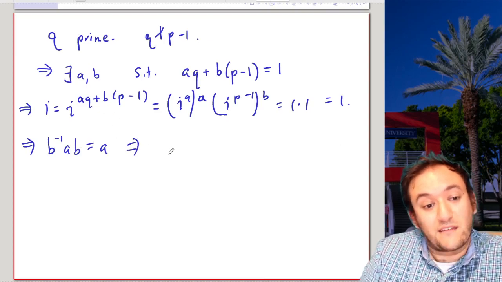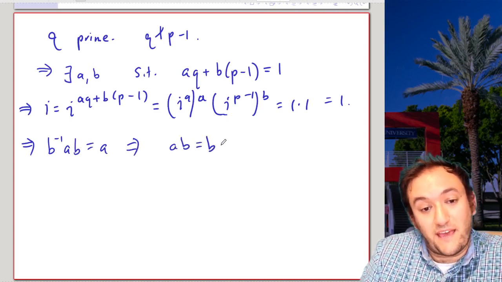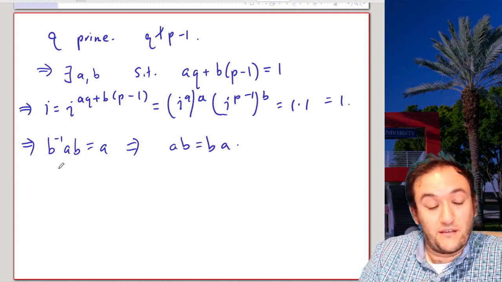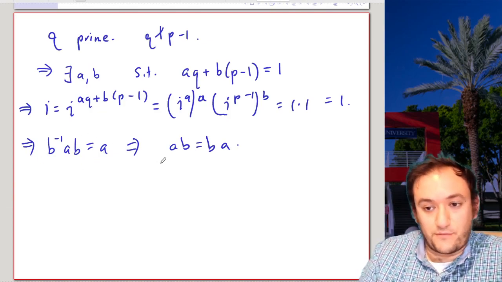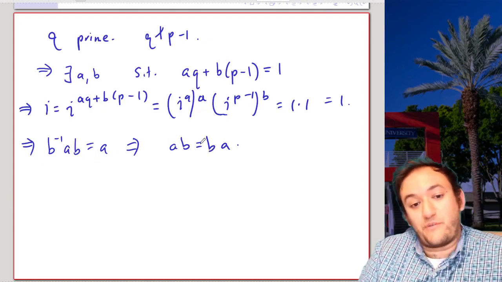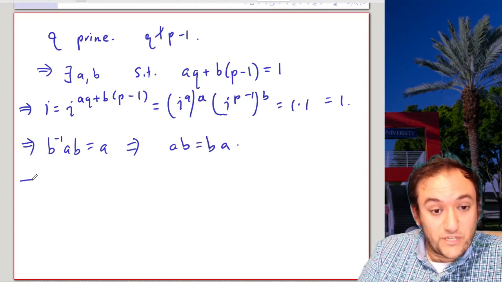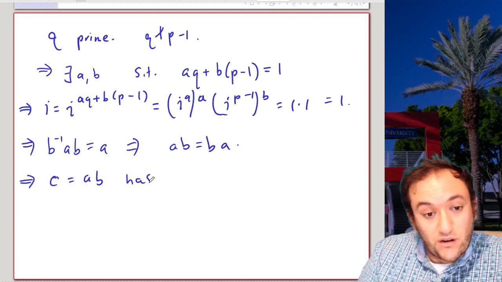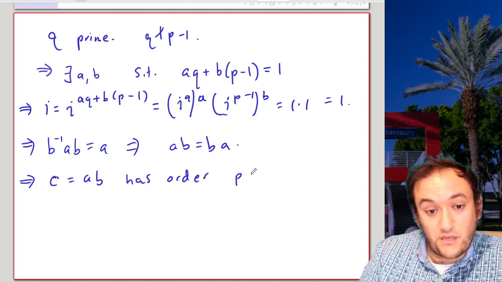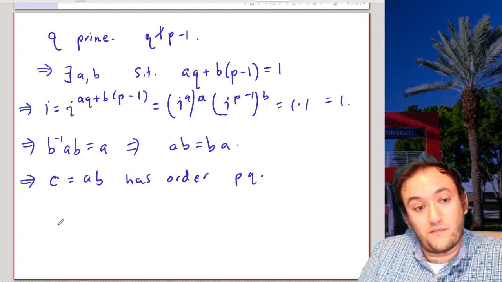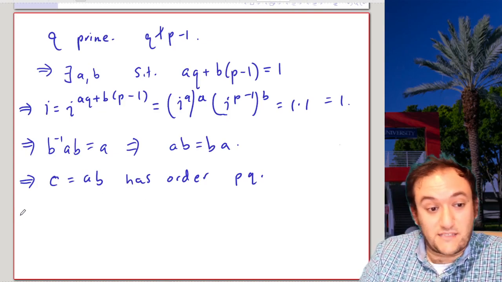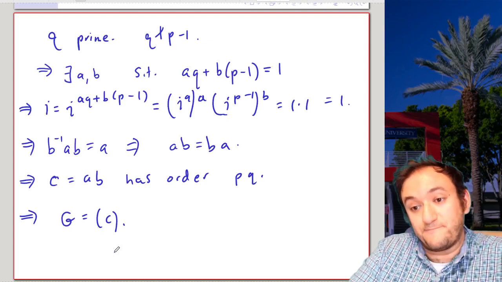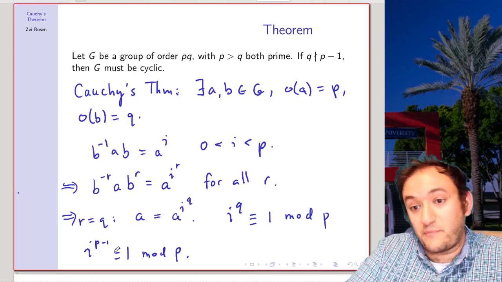But that means AB equals BA, so they commute, and we just proved a result for groups where the generators of these subgroups commute, which says that C equals AB has order, in this case, PQ. Because that's the order of the group, G is just equal to the cyclic group generated by C. Okay? And that proves our theorem.